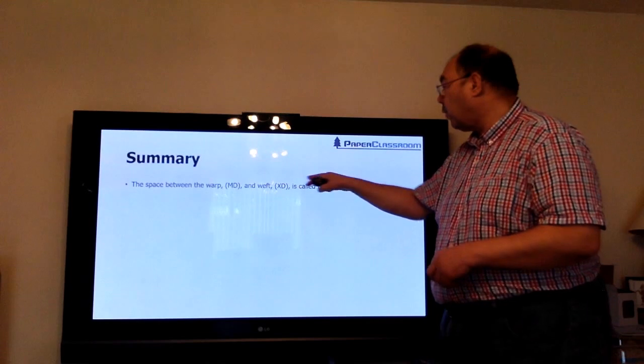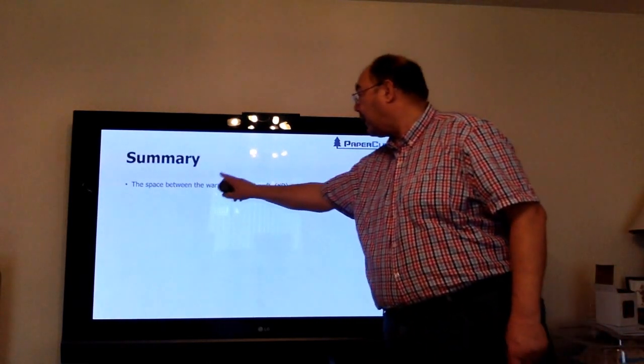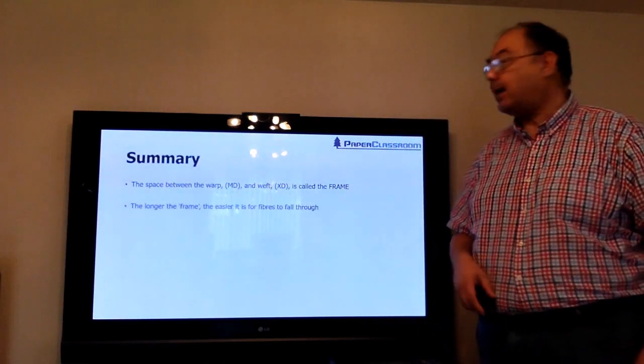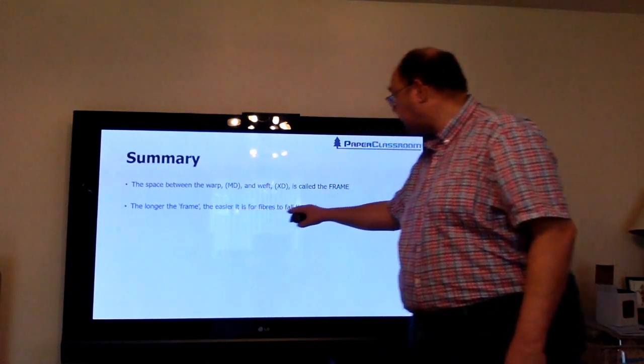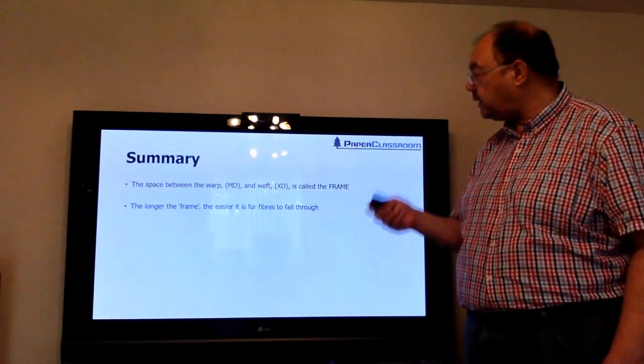The space between the warp and weft fibres is called the frame. Warp fibres are machine direction fibres, weft fibres are cross direction fibres. The longer the frame, the easier it is for fibres to fall through, and therefore the first pass retention will decrease.